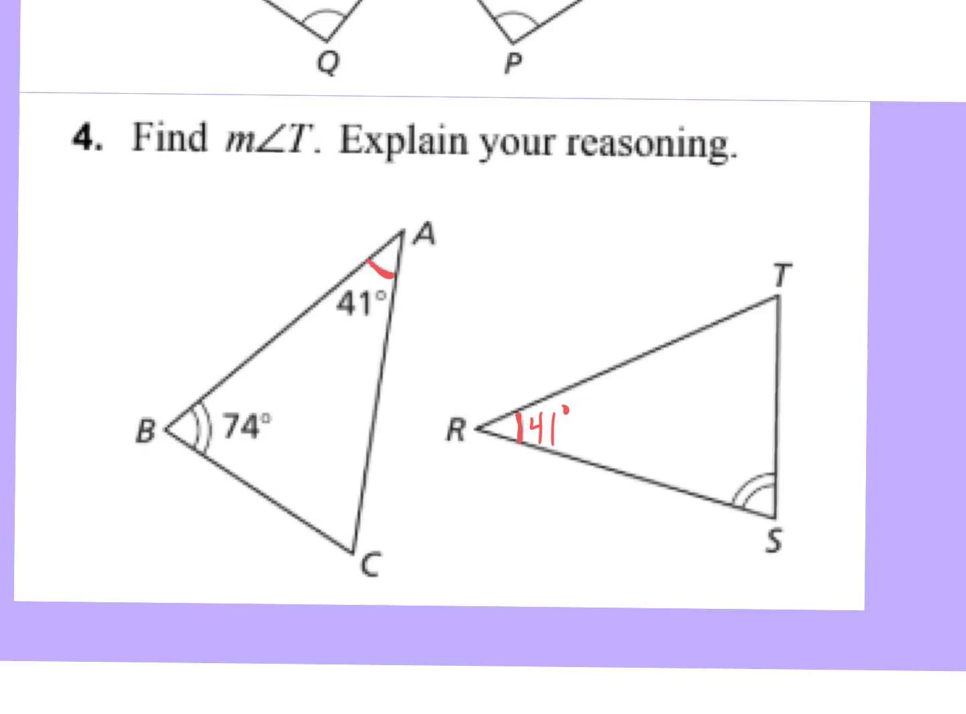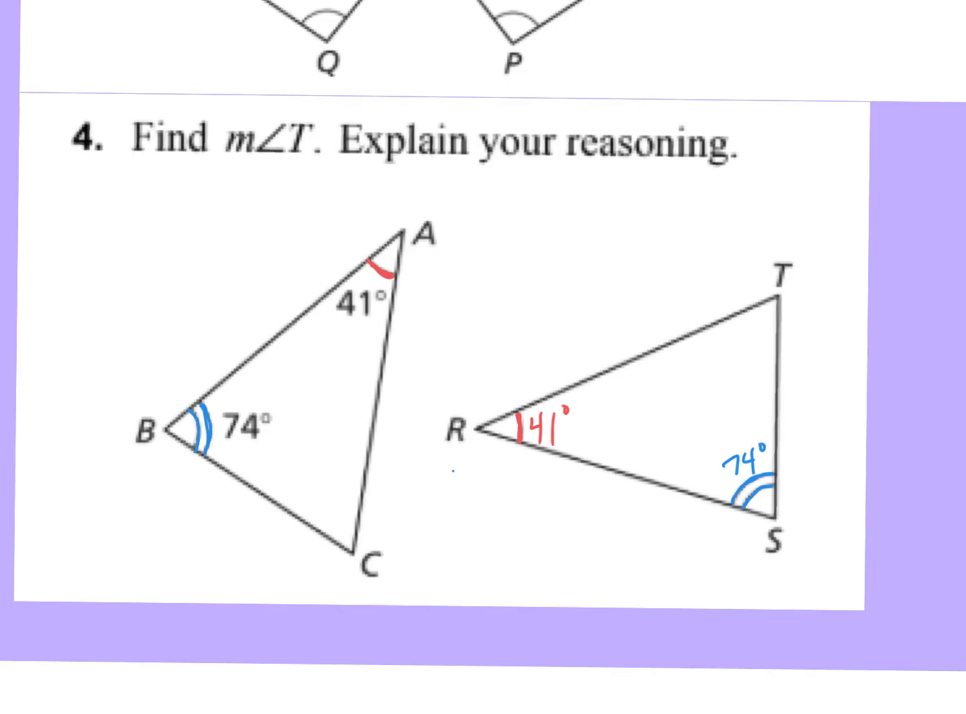Then you could see that angle B has 2 scoop marks. Is there a 2 scoop mark in the other triangle? Which one? S. So that means those are congruent. So these are both 74, right?